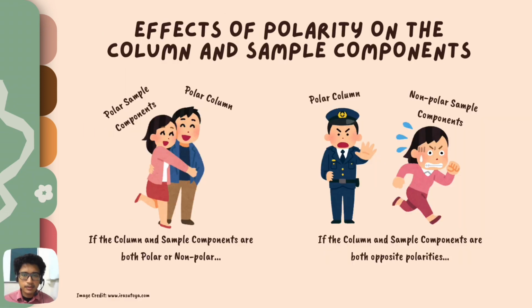Okay, so for the first factor, I'll explain the effects of polarity on the column and sample components. If the column and sample components are both polar or both non-polar, they'll want to stick to each other. This causes the rate of elution to be very slow because they wouldn't want to decouple from each other. On the other hand, if the stationary phase of the column is polar and the sample components are non-polar, the sample components will instead be carried away by the mobile phase, ensuring that they are eluted properly.